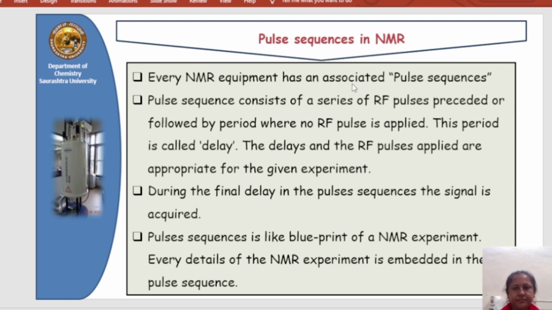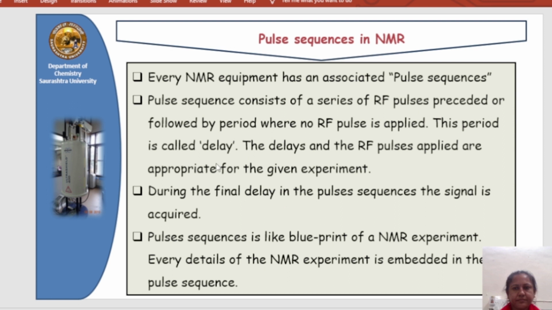Every NMR equipment is associated with pulse sequences. Pulse sequences consist of a series of radio frequency pulses preceded or followed by periods where no RF pulse is applied. This period is called the delay, which is also known as the preparation delay. Why it is necessary, we will discuss later. The delay and RF pulses applied are appropriate for the given experiment, meaning the value of the delay in microseconds or milliseconds is fixed, and the RF pulses are also fixed.